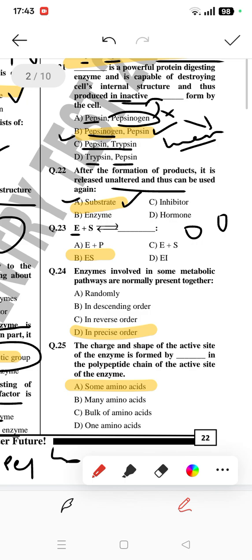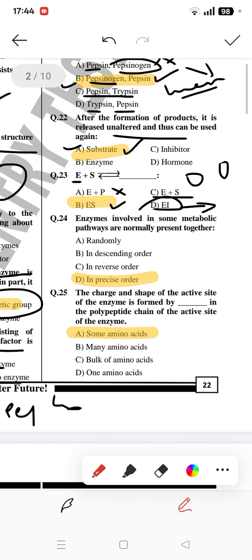Enzyme plus substrate forms a reversible reaction that becomes enzyme-substrate complex, not enzyme and product, because after this chain it becomes this thing, not the enzyme-inhibitor complex. Okay, so B is the right option.